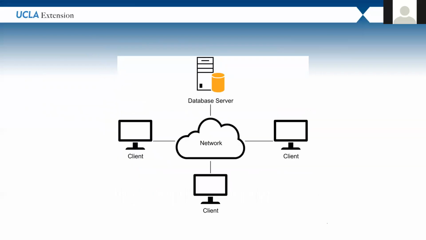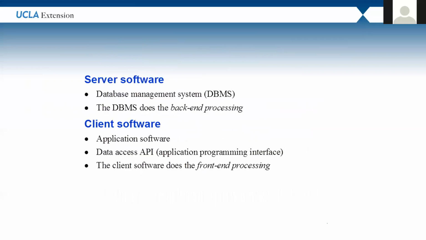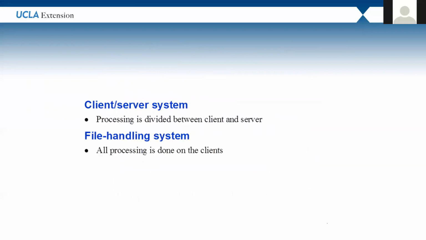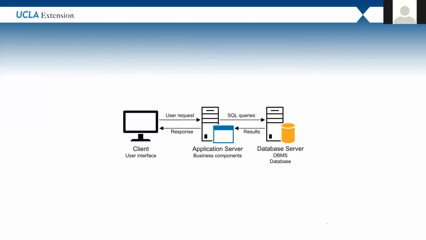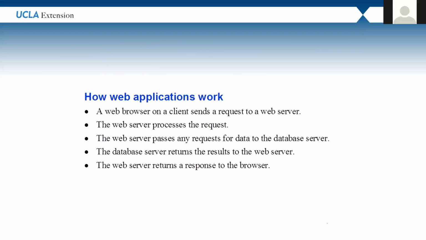Okay, so you see this in the clients, and then the network connects you to a database server. The queries are sent to the server, and the results are replied down to the client. So server software is back-end processing, and client software is front-end processing. There's a SQL interface, and you can customize that according to what you want. With an application server, you go through the application server, then through the database server. With a web server, you go through a web server, then the database server.